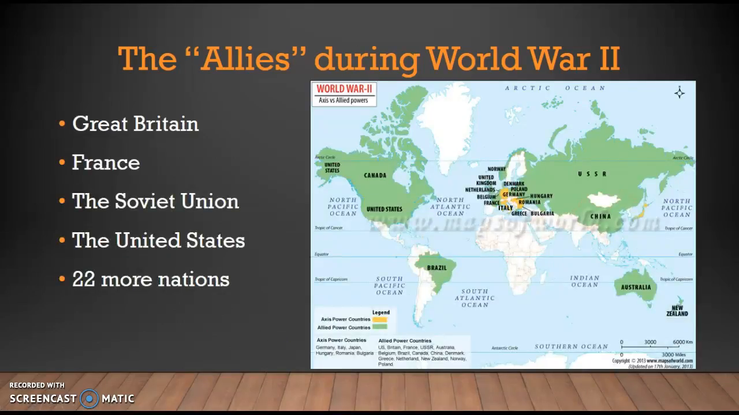So again, to refresh your memory, during World War II, the Allies were Great Britain, France, the Soviet Union, the United States, and 22 more nations. So Great Britain, France, the Soviet Union, the United States. The Allies on this map are colored in green.